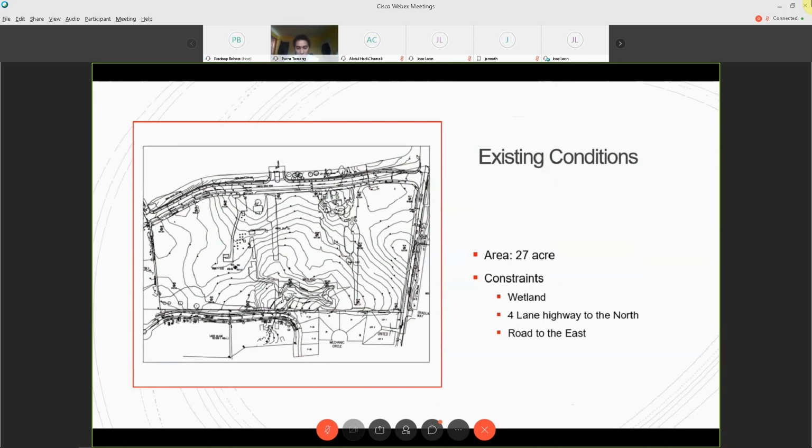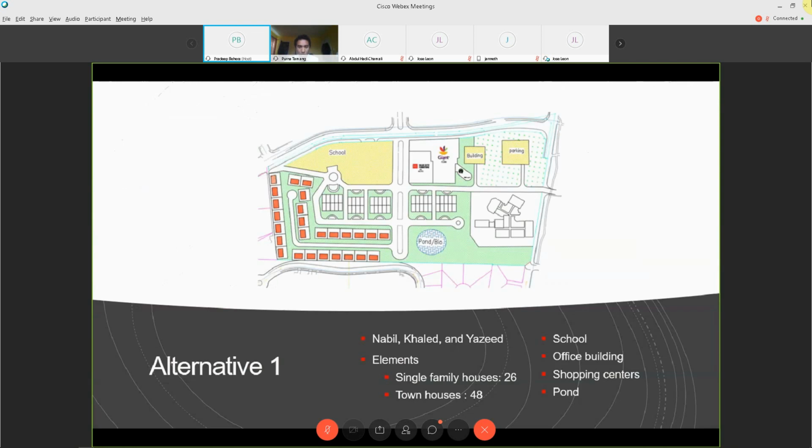Layout. Hello, is this Bryan? Yep. I cannot see the slides.